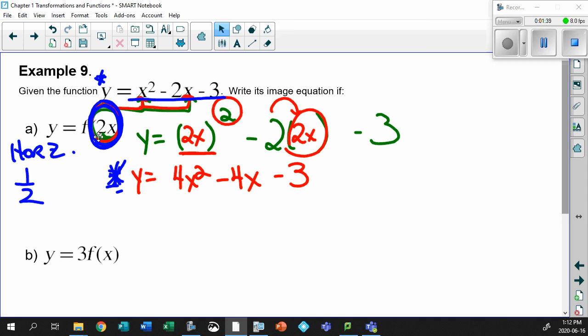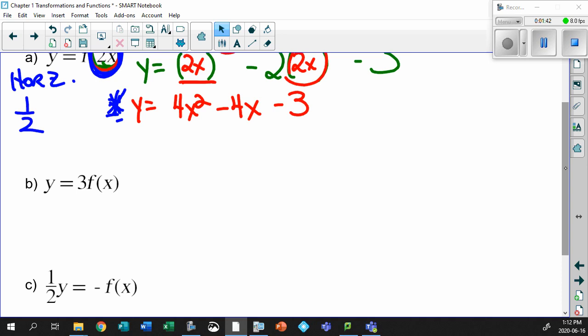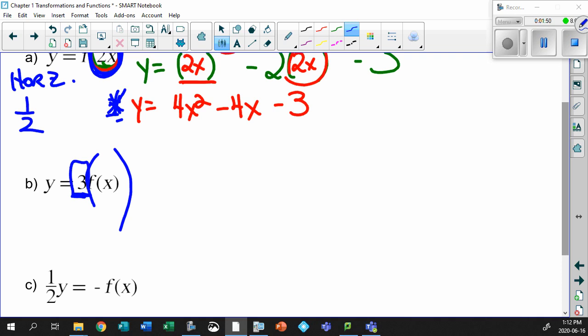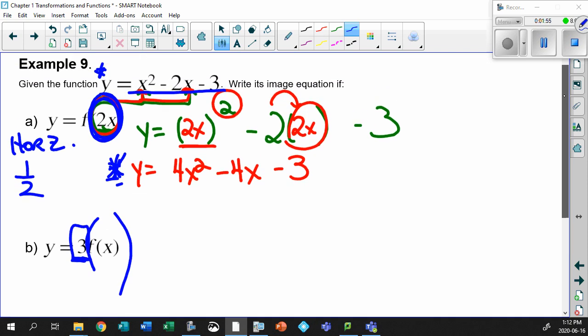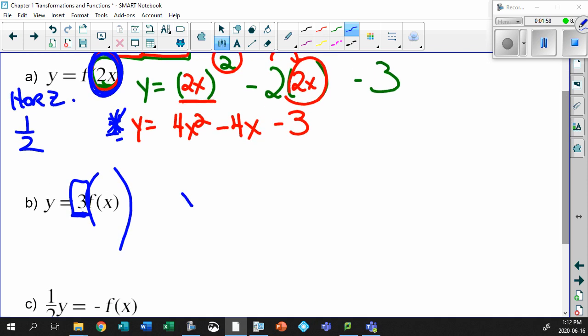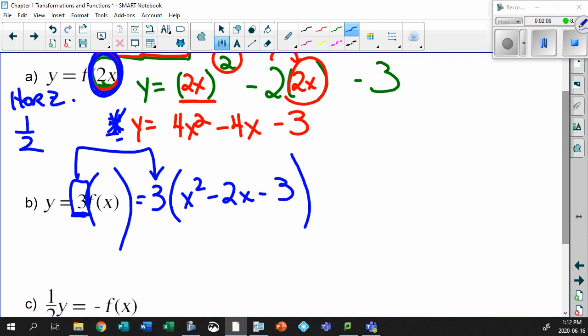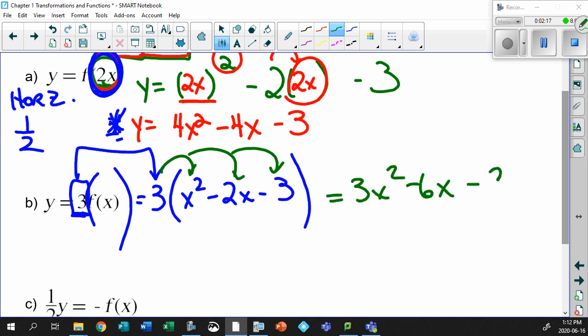Okay, so let's go on to the next round of stretches. Here's one where the 3 is in front. Well, let's just take the original f of x, just multiply by 3. What was the original f of x? Let's go back here. It was x squared minus 2x minus 3. So x squared minus 2x minus 3. That's the original f of x. And all I'm going to do is just put a 3 in front of it. All it means to do now is just distribute. Well, this is fun. Here we go. This gives me 3x squared minus 6x minus 9.